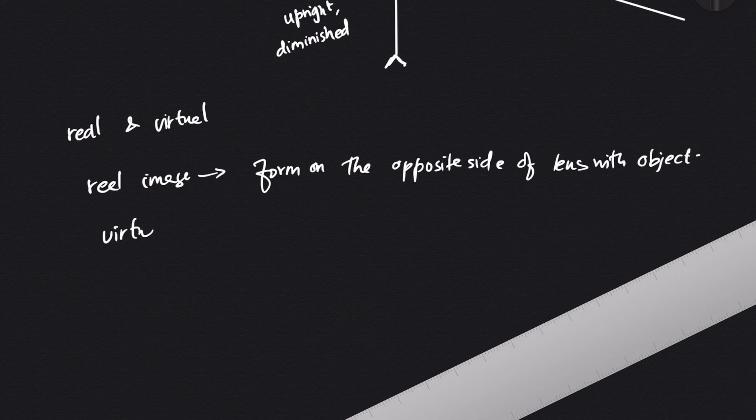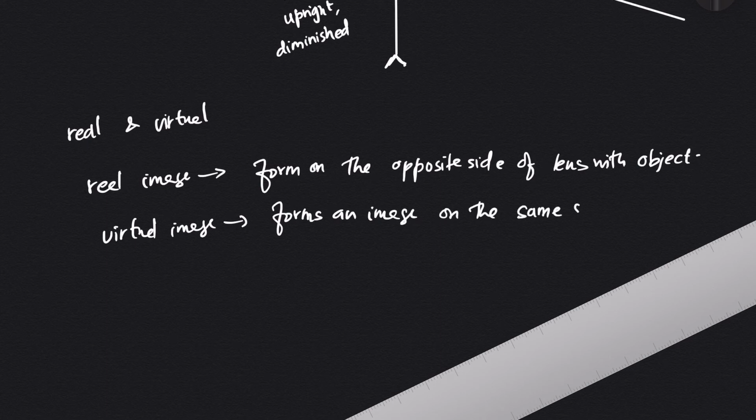A virtual image forms an image on the same side as the object. So if the object and the image are on the same side, then that image is a virtual image. If the object and the image are on opposite sides, then that image is a real image. Right, so that's the difference between a real image and a virtual image.